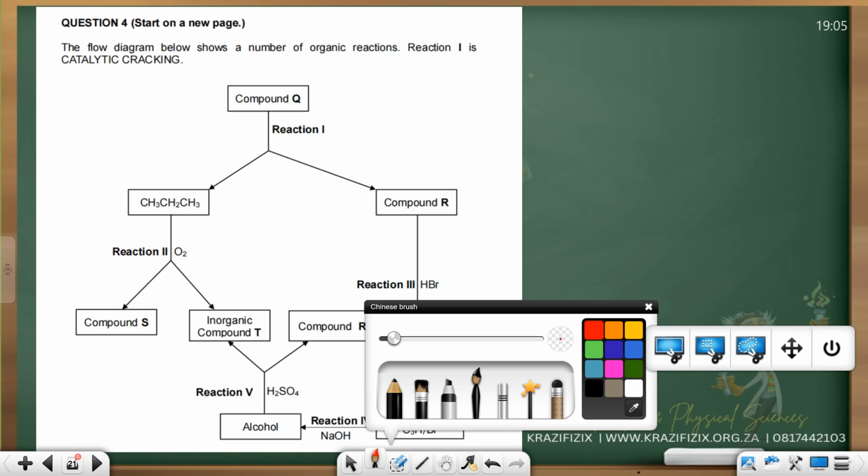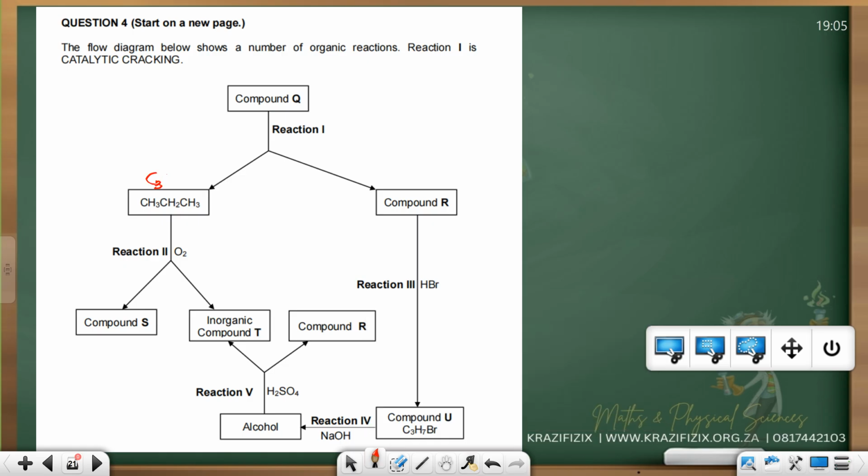Before we even go and look at the questions, let's see something here. This one is 1, 2, 3. It's saturated, because it's C3H8. So it's a saturated organic compound. Now, when that reacts with oxygen, that's combustion. We did that a while ago. Alkane plus oxygen will give us what? Carbon dioxide and water. Okay?